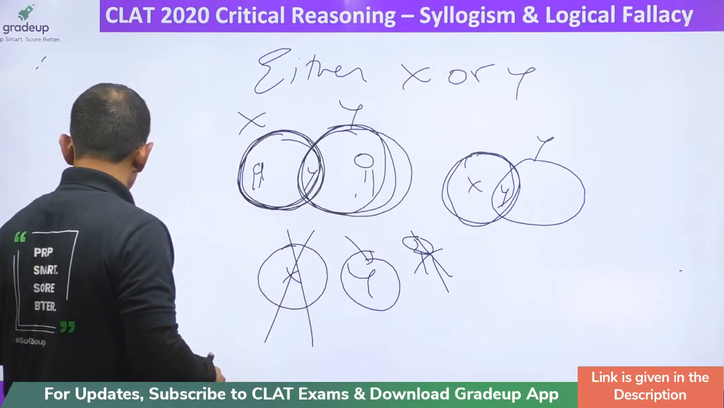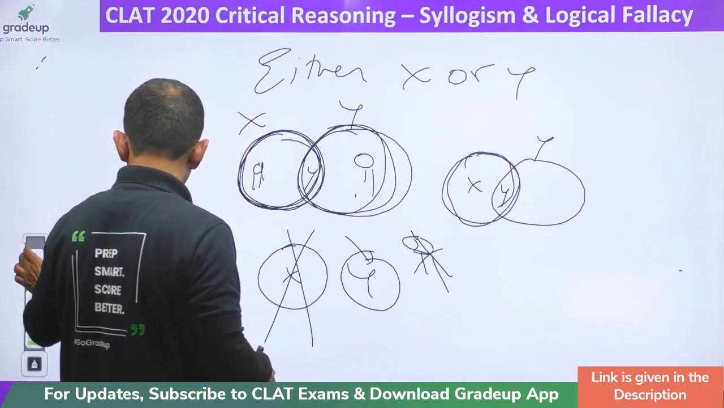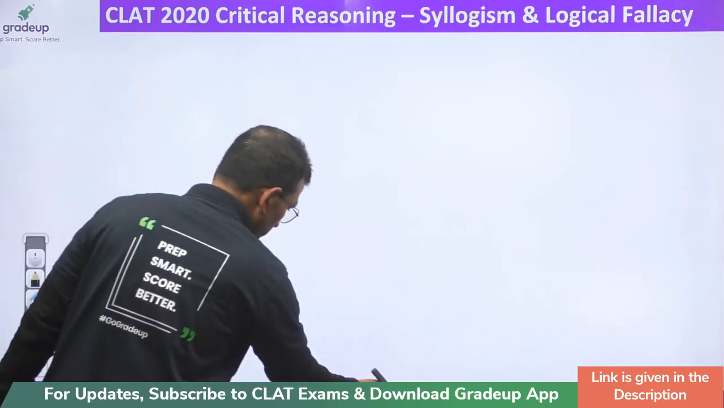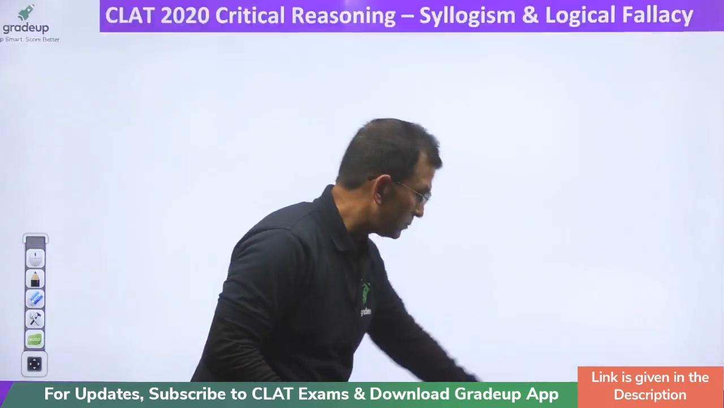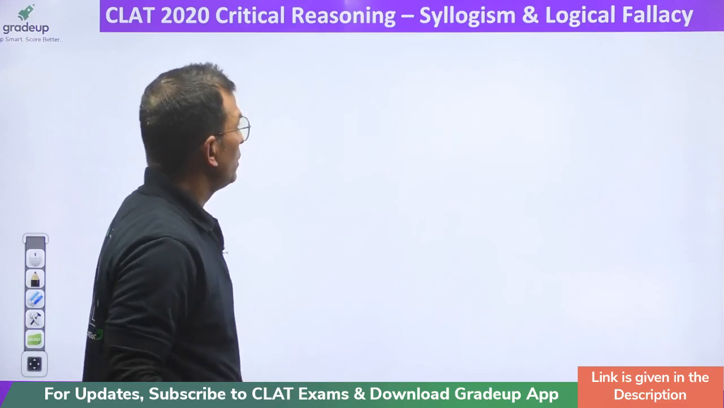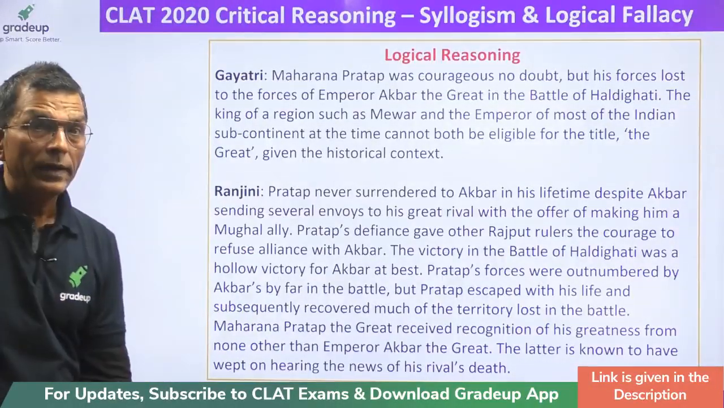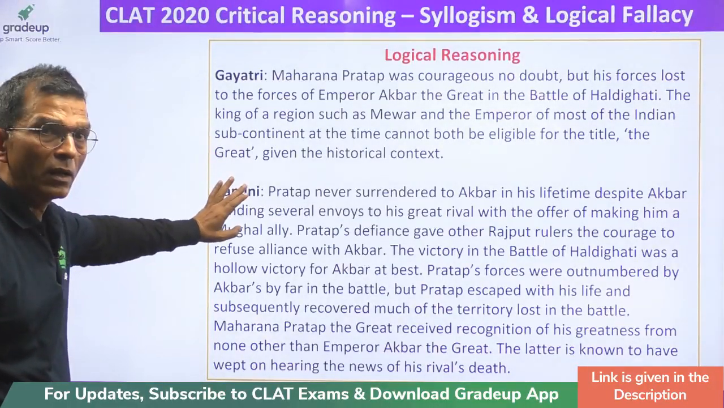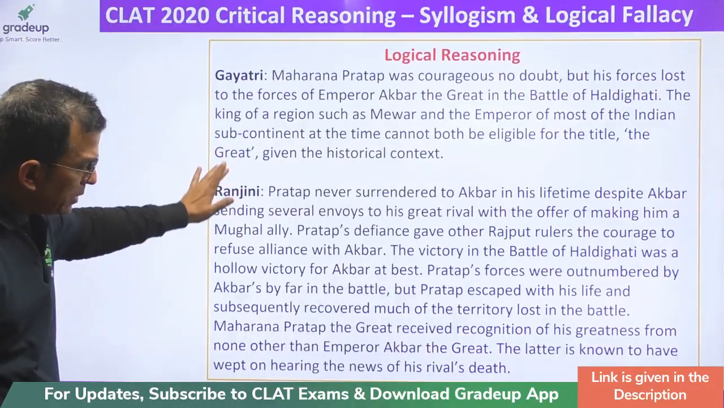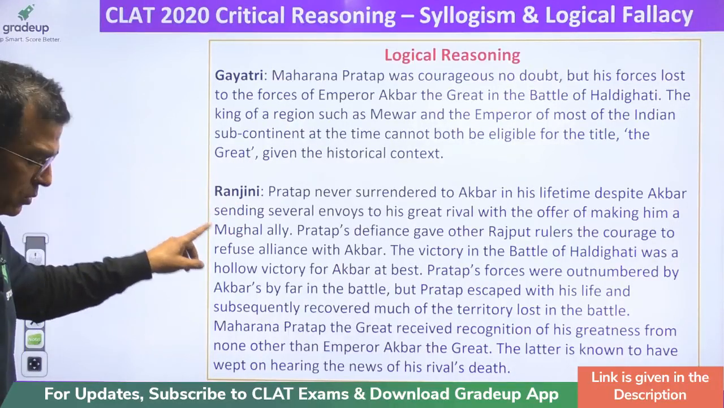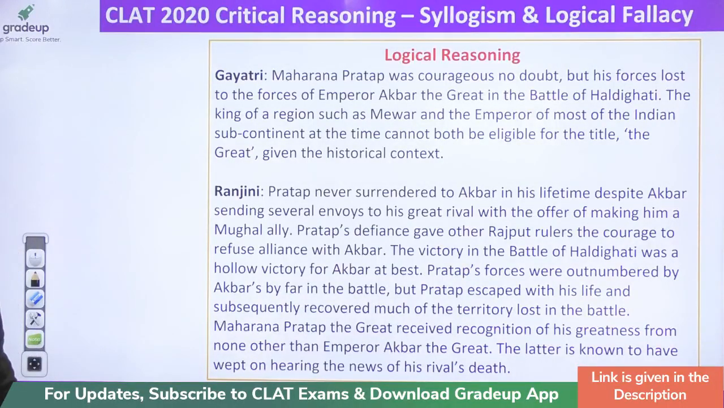Now let's go to this one. Now read this. Gayatri and Ranjani are talking. Understand this particular argument between the two persons. They are trying to make a point. Then we will look at the questions. Y and X is a mere possibility. Of course, yes. Please understand the concepts well and think logically.